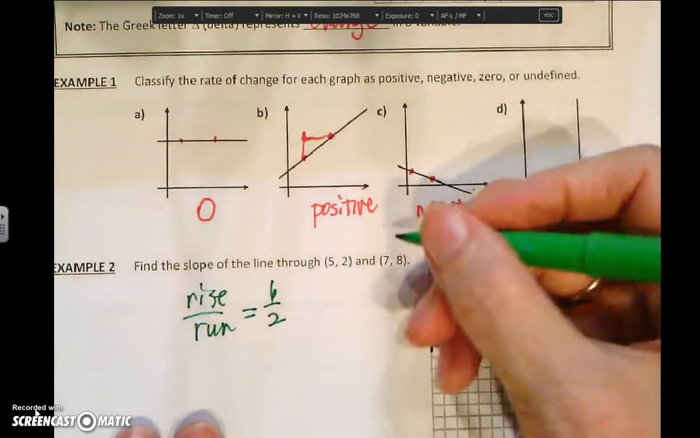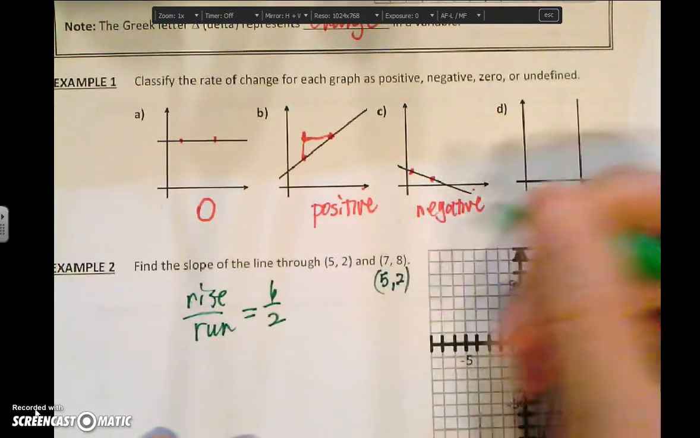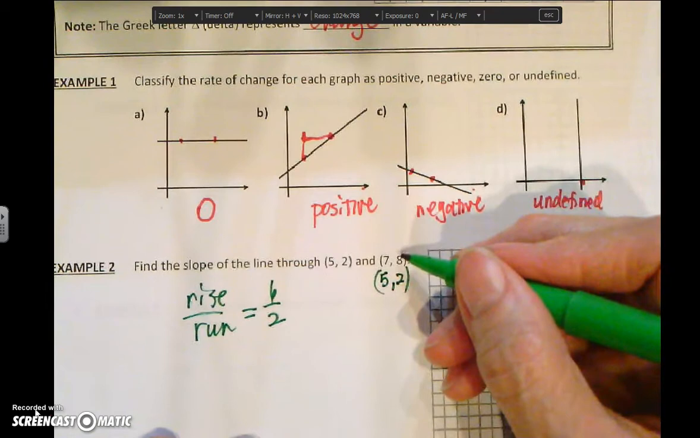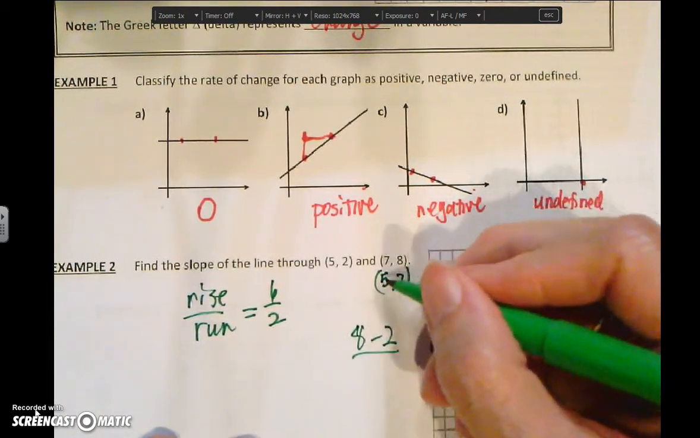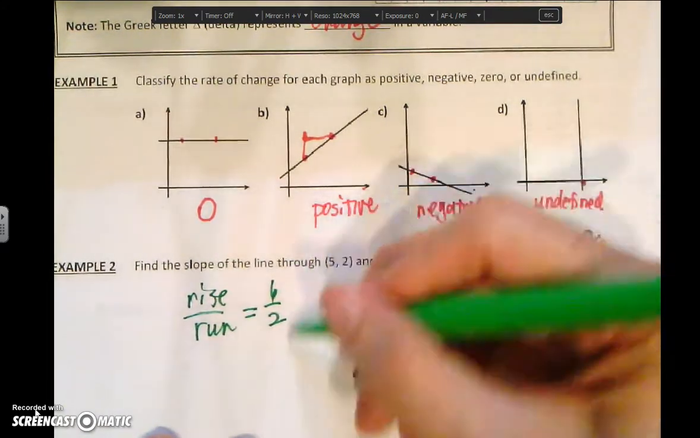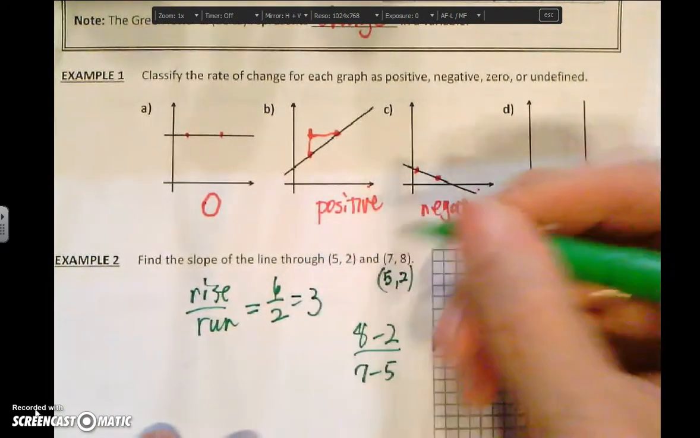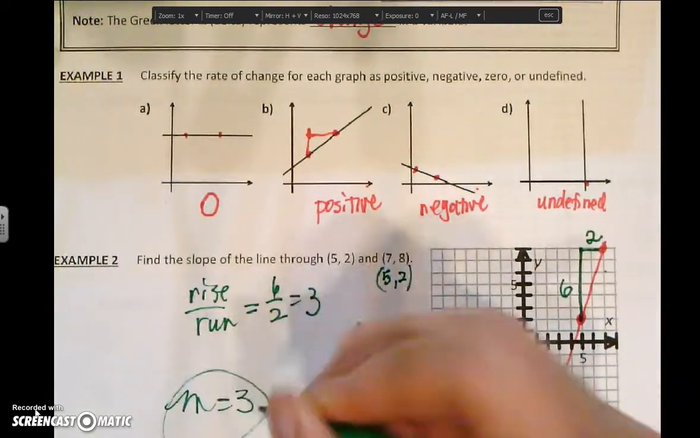We could have also done that with our formula. I like to write the points underneath each other, where you do the difference in the y's, 8 minus 2, over the difference in the x's, 7 minus 5. That also gives me 6 over 2, which reduces to 3. So m is equal to 3.